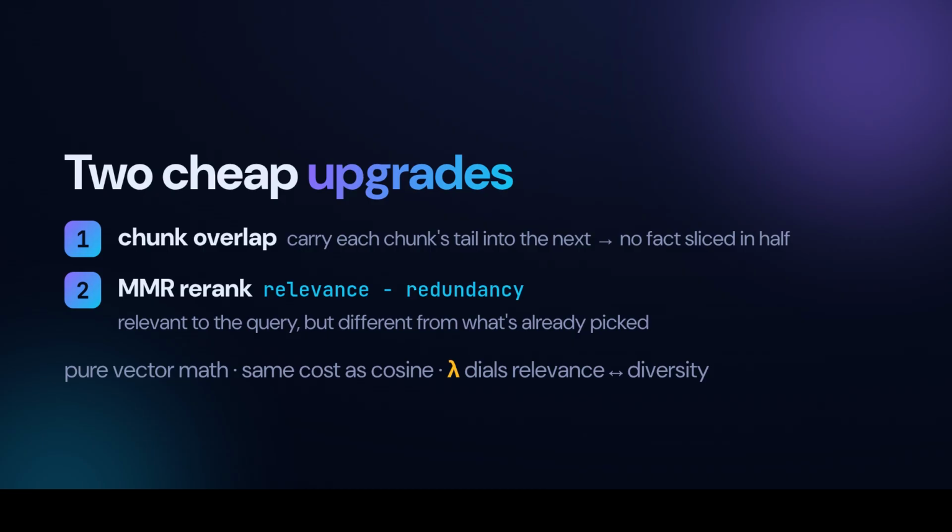Second, reranking with MMR, Maximal Marginal Relevance. We take a wide, cheap net from cosine, then reorder it. Each pick scores high for relevance to the question, minus how similar it is to what we've already chosen. Relevant but different. A lambda value dials how hard we push for diversity. It's pure vector math, the same cost as cosine, no extra model. And your top K finally covers the question instead of repeating one passage.